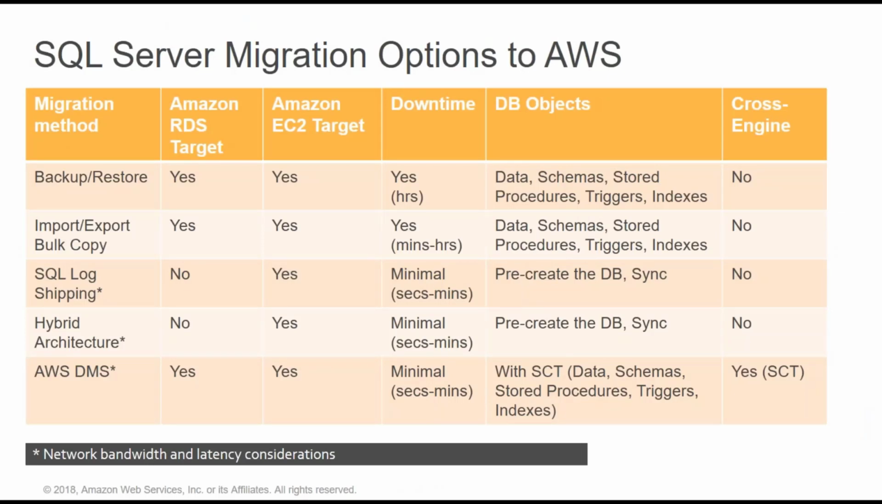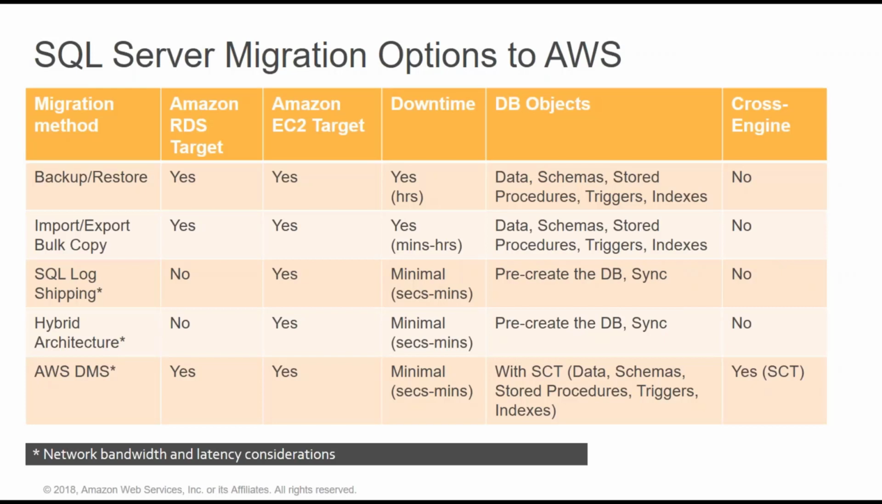When we talk about customers migrating their SQL Server databases to AWS, there's a multitude of options that are available. There's the simple backup and restore. This is similar to going into SQL Server Management Studio, right-clicking, backing up a database. It backs it up as a .bak file, and then you can restore it once you've moved that BAK file to where it needs to go. There's also the option to do an import-export or a bulk copy. There's also SQL Server log shipping.